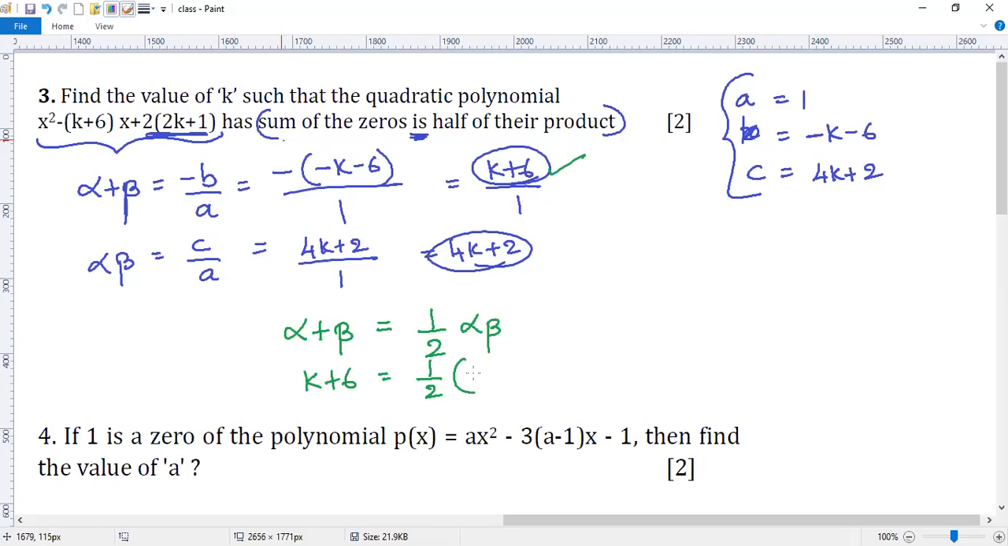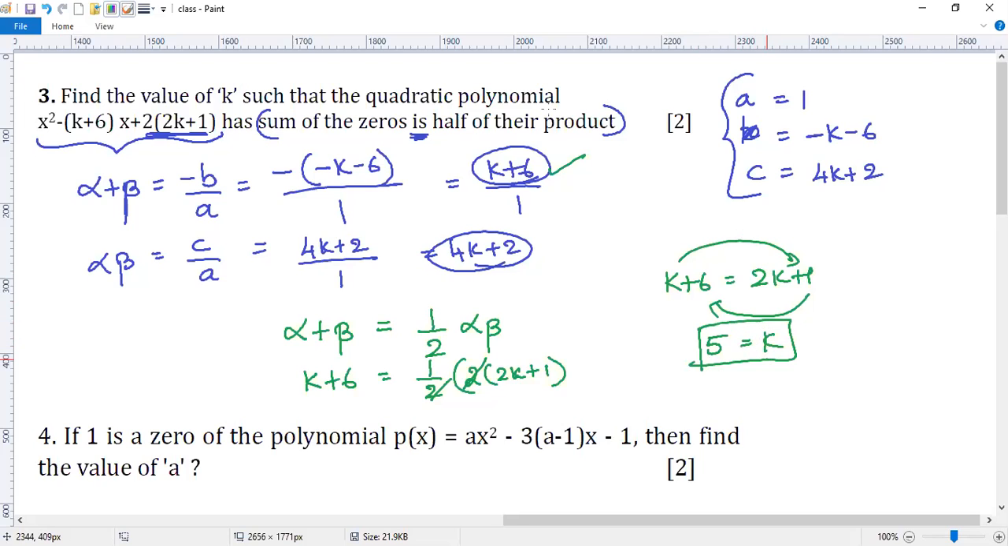Already we have 2 times of 2k plus 1, so it is easy. We cancel this 2. Right? So what is it? K plus 6 is equal to 2k plus 1. Correct? K plus 6 is equal to 2k plus 1. So if you take this k this side and 1 this side, 6 minus 1, which will be 5, is equal to, what is it? 2k minus k is k. So what is the value of k? It is 5. Clear? The question asks to find the value of k. What is the answer that we got? Answer for this question is 5.